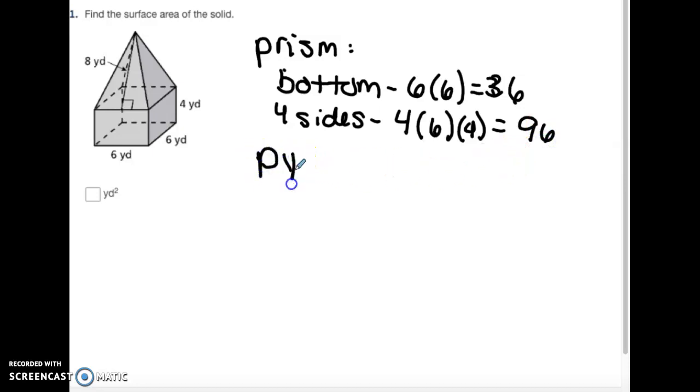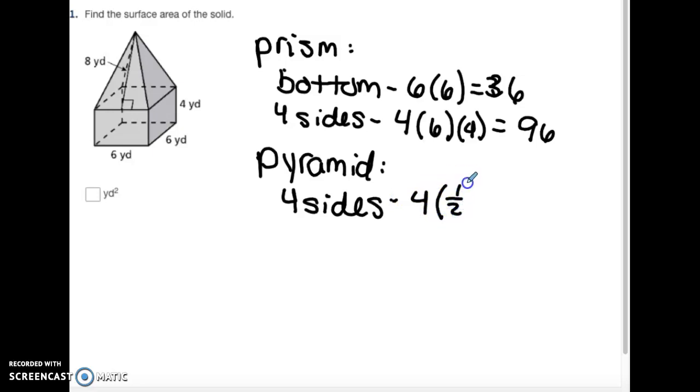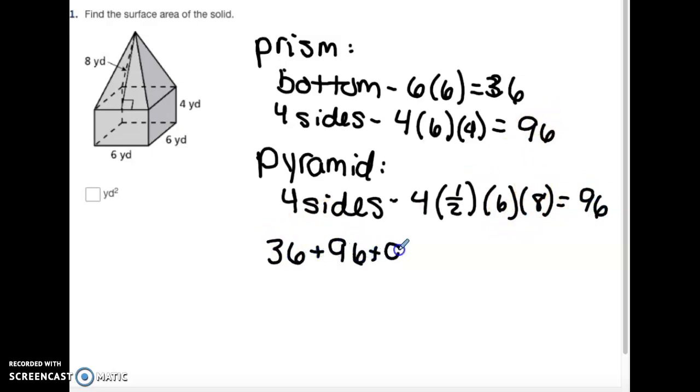And then let's move to the pyramid. The pyramid, we can see here the base is covered with the prism, so we only need the 4 sides of the pyramid. And these sides are triangles, so 1/2 base times height is 96. Okay, so 36 plus 96 plus 96. We get the total surface area is 228 square yards.